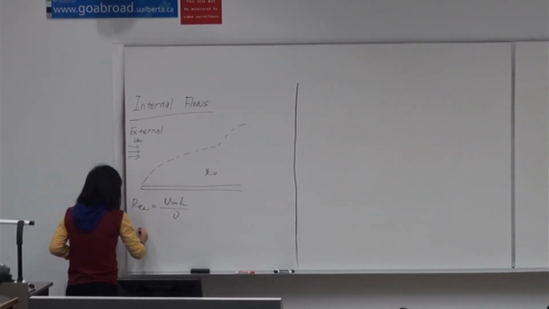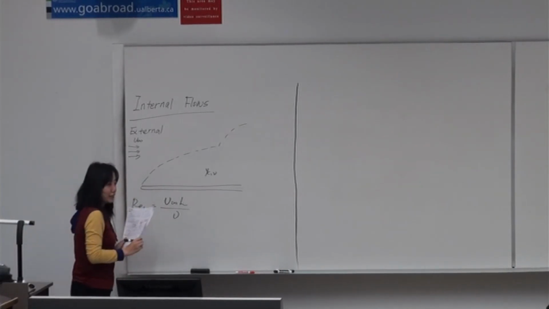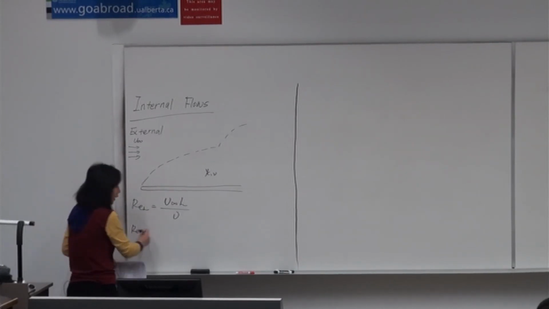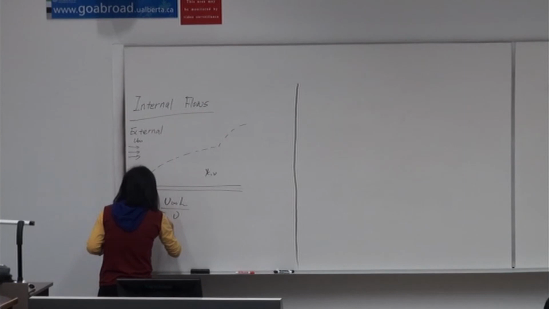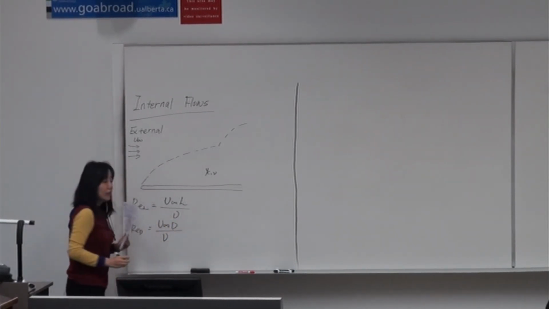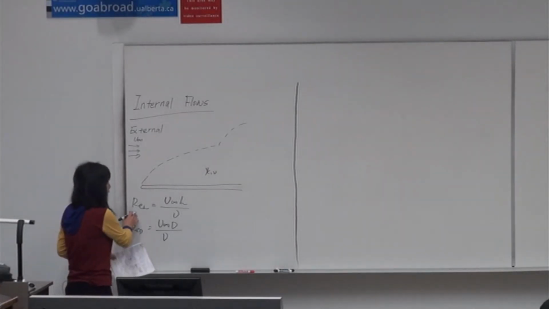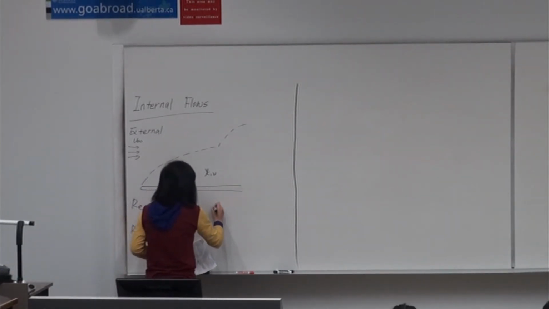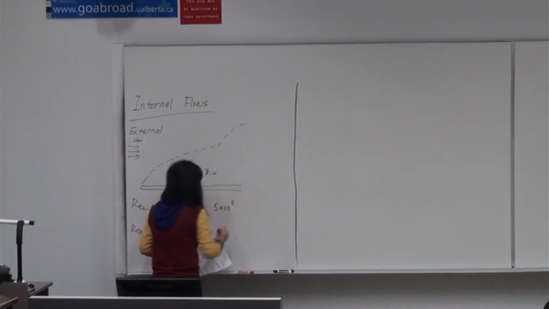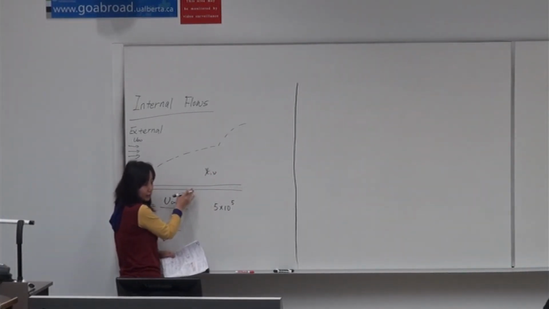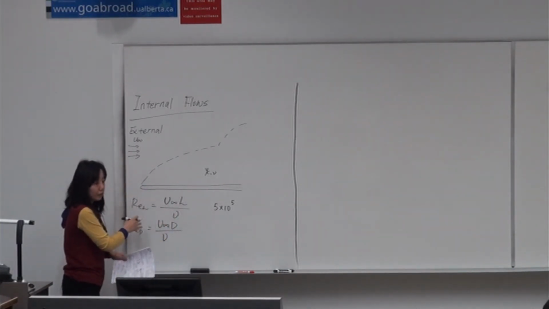For a cylinder or sphere, we have the Reynolds number defined based on its diameter, given as the velocity of the outer fluid times the diameter of the cylinder or sphere over the kinematic viscosity. And we know that for a flat plate, the critical Reynolds number is more or less 5 times 10 to the fifth. Above this, we will have turbulence. Below this, it will be purely laminar flow.